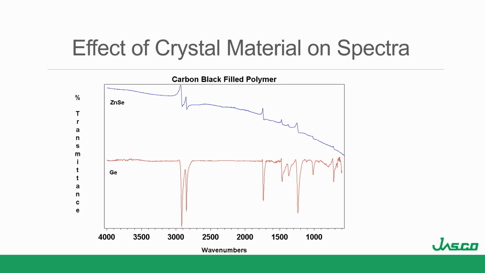As for the differences you can see, this is a carbon black filled polymer, which, as I mentioned, germanium is going to be better for, and you can really see it here with the zinc selenide. You get these derivative peaks because you're looking at the real and imaginary part of the spectrum, since your sample's refractive index doesn't match the one for zinc selenide. However, the germanium comes out fine.